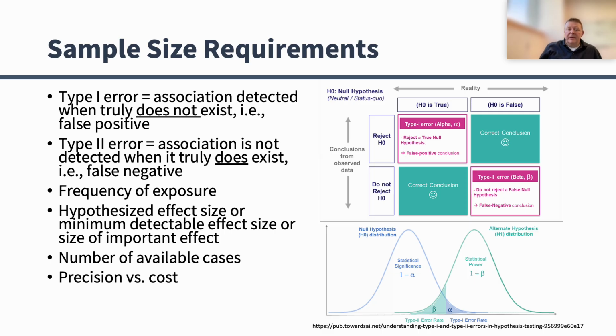We also need frequency of exposure, particularly among controls, to calculate sample size, or the prevalence of exposure. We need the hypothesized effect size, or minimum detectable effect size, or the size of an important effect that we want to detect in our study. We need the number of available cases, and then we need to think about our study and our resources, like what the precision versus cost is of our study, particularly if we're doing matching.